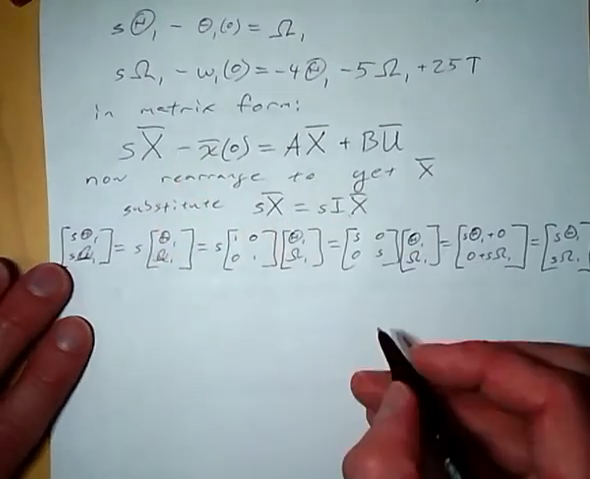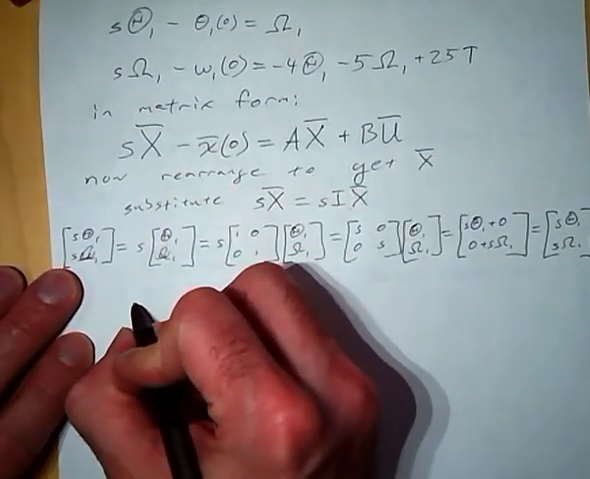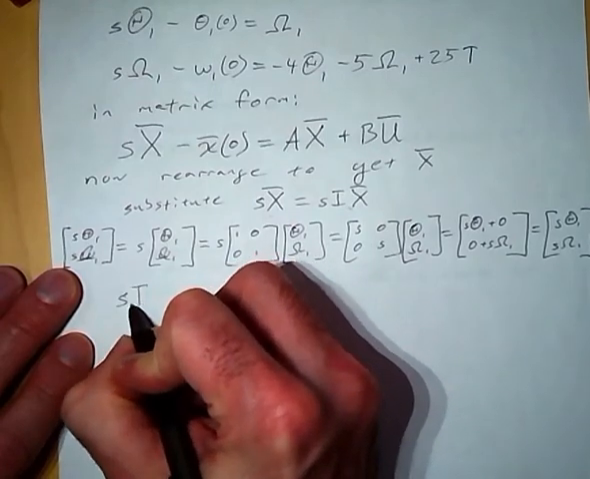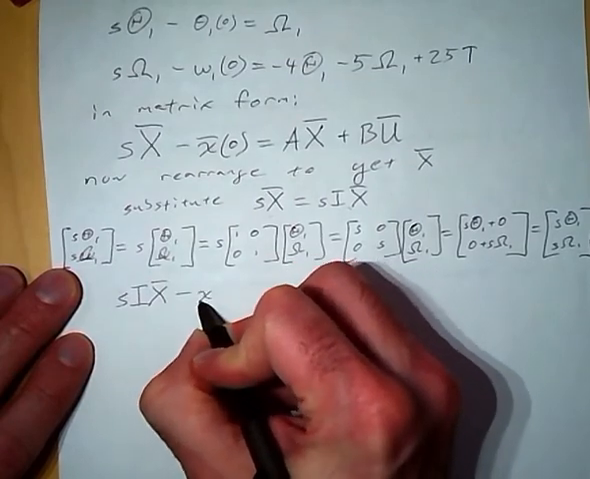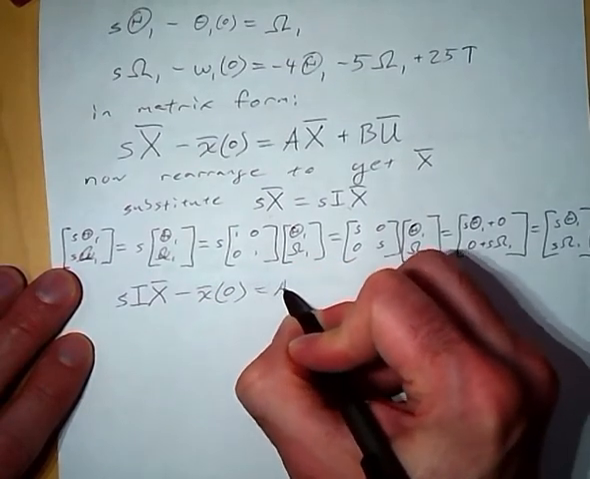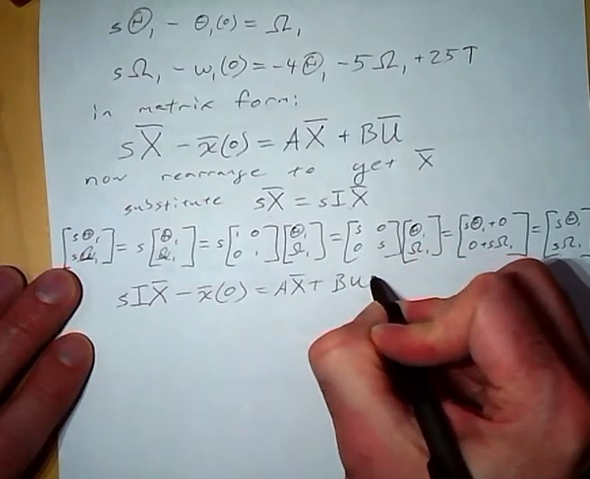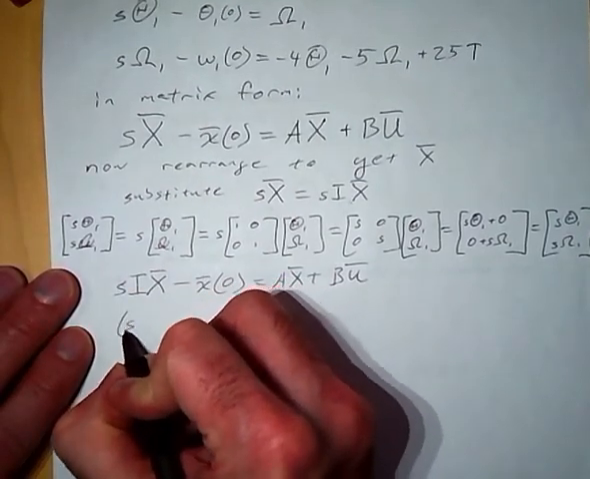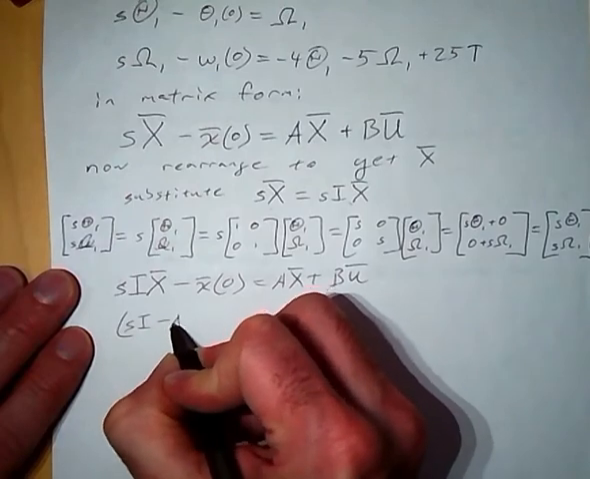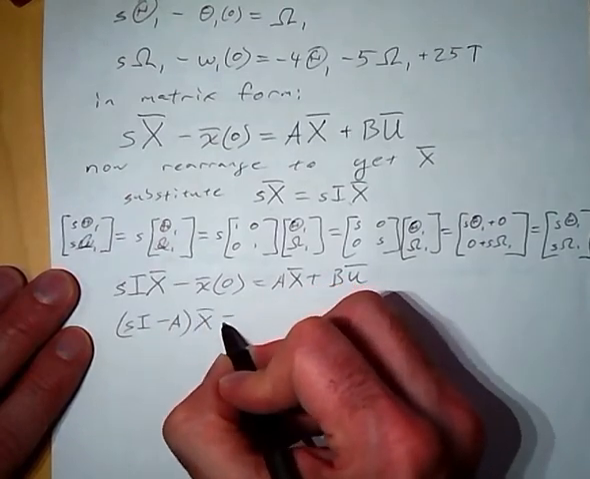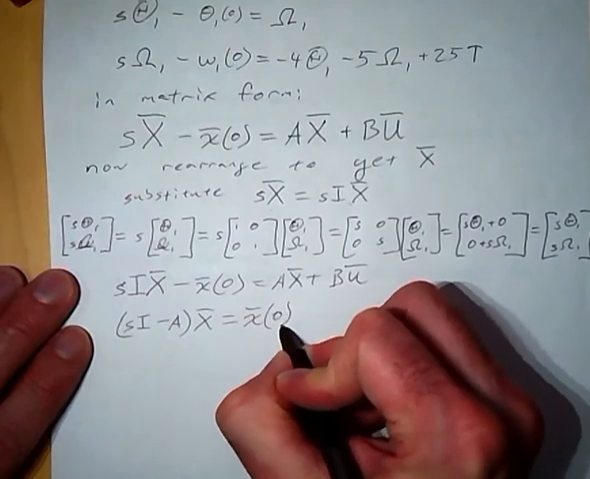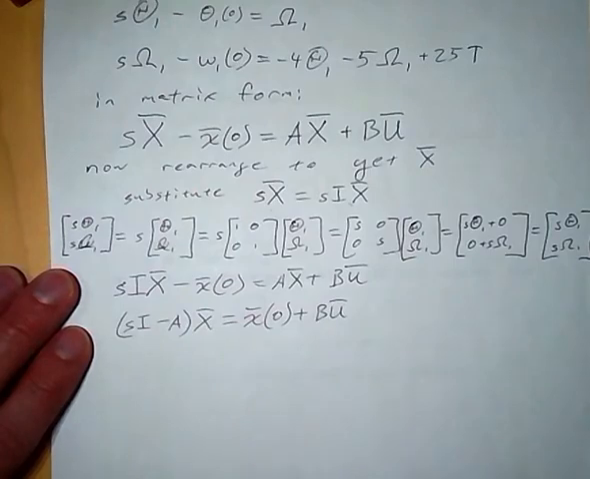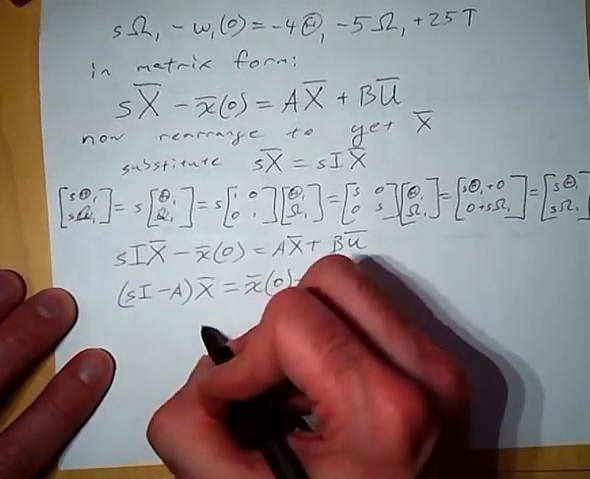So substituting that in and rearranging, we get that, well, I'll just make that substitution. S times I times the Laplace transform of the state vector. Okay. And now we can group our x terms. So S times the identity matrix minus A times the Laplace transform of the state vector is equal to the initial condition vector plus B times the Laplace transform of the input. And now we can solve for the Laplace transform of the state vector.